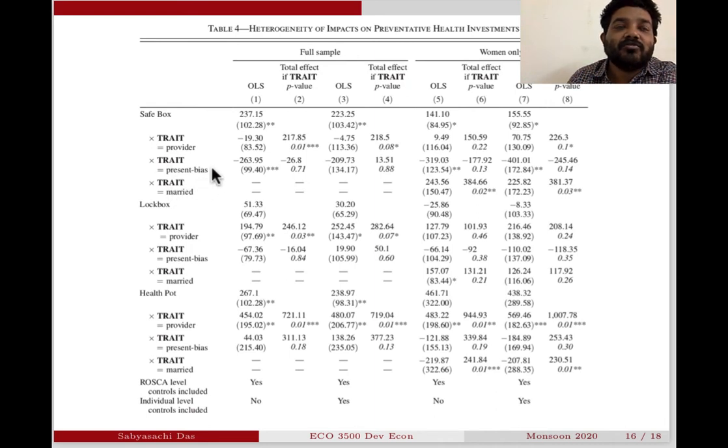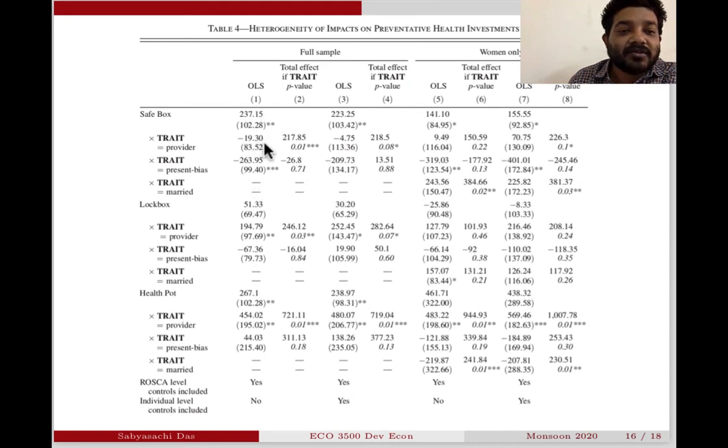So if you're present bias, you tend to save less, right? Because you discount the future disproportionately more. And what they find is that people who are present bias, they don't have any effect. So basically those who are not present bias, so that's the interpretation of the safe box treatment. Now those who are neither present bias nor a provider nor married, so sorry, married is not included here.